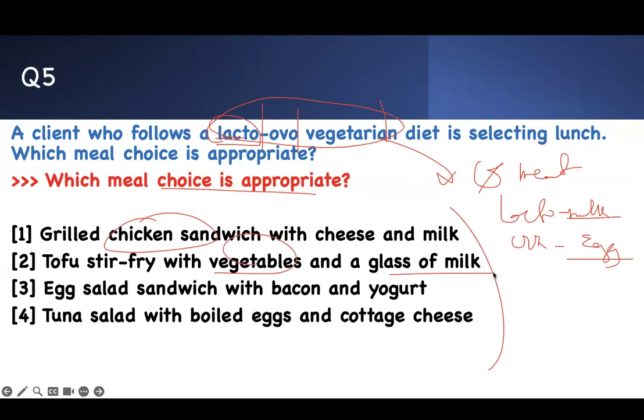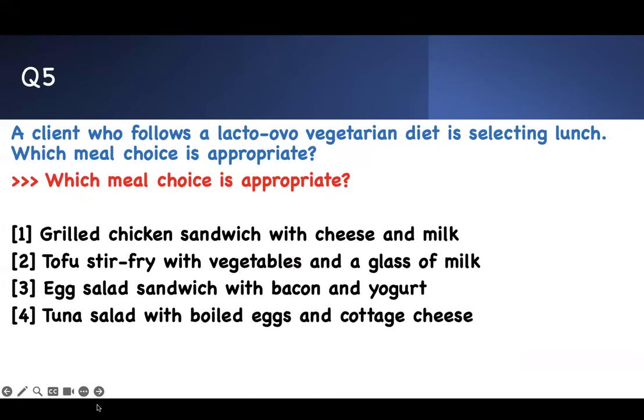I don't see any meat there. I see milk here, lacto, that's good. And the veggie is good. Egg salad sandwich, bacon, no, negative. Tuna salad, negative, even though I have egg here. This is the way you answer this question. Therefore, number 2 is the best answer. You just have to break down the initial problem and you'll be able to figure it out.